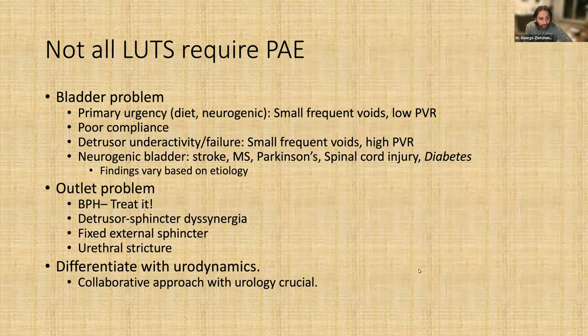And not all LUTS require PAE. If they have a bladder problem, PAE will not fix that. If they have an outlet problem, like BPH, it will fix it. But there are other problems that can cause outlet obstruction, like detrusor sphincter dyssynergia. Again, I don't know much about that, I'll be honest. Urethral stricture, that's actually a big one. We can actually treat those in a different way. I haven't done any of them, but you can balloon dilate. I don't know if any IRs are doing that, but typically urologists are very adept at treating urethral strictures. So again, urodynamics is very important. Collaboration with urology, very important.